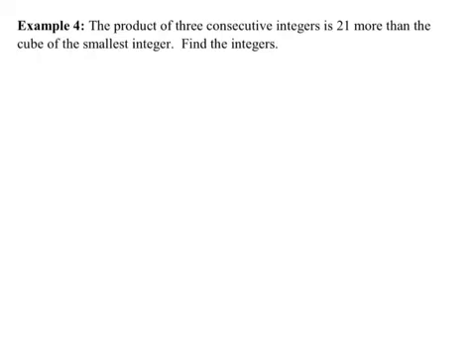What are 3 consecutive integers? What do they look like? x, x plus 1, x plus 2. Perfect. So those are our let statements. Let x equal the first integer, or the smallest. This is the second integer, and this is the third integer.